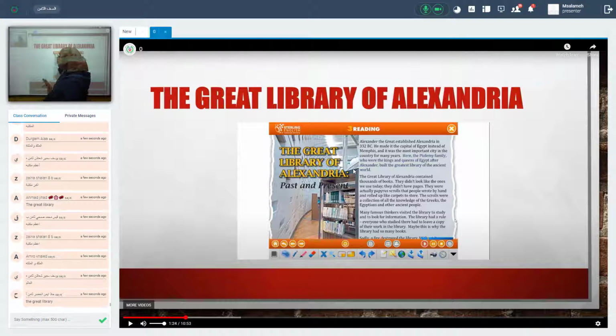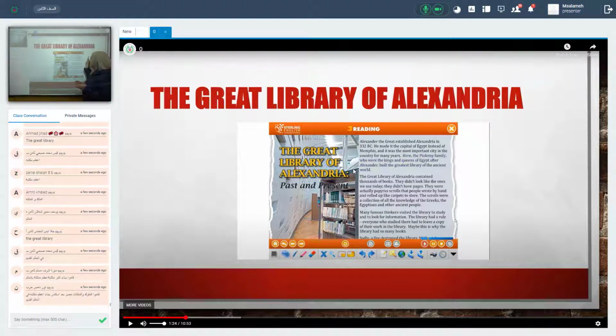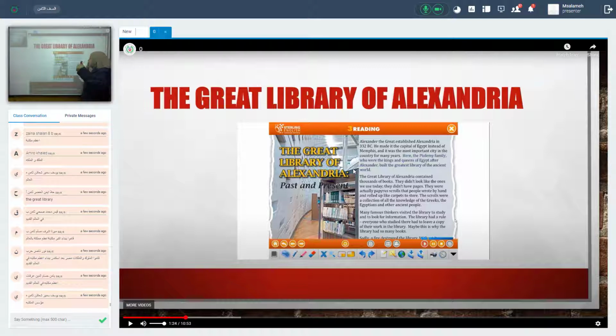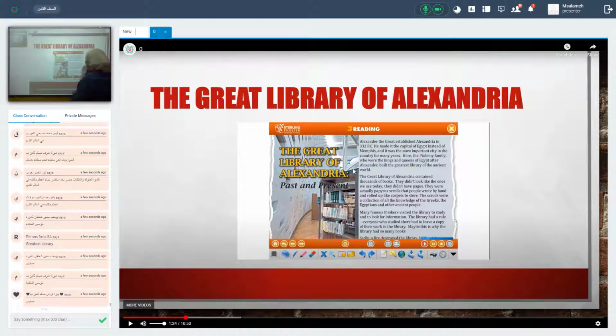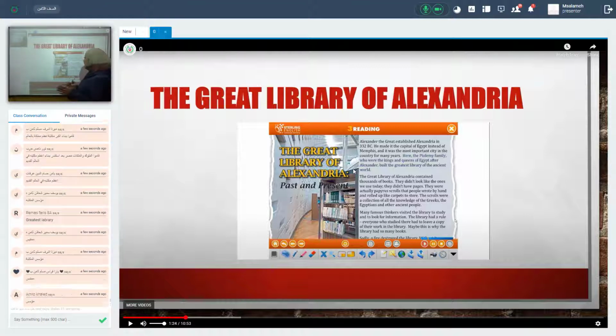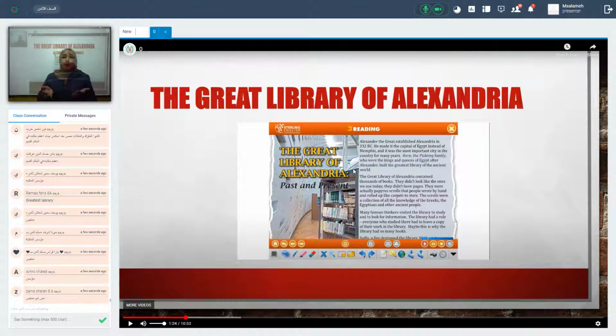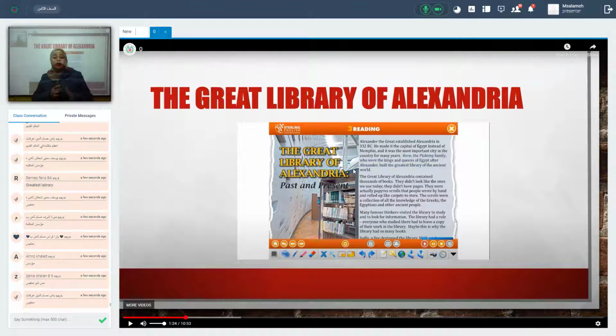So we have here three information. Alexander established the Alexandria, the first information. The second, he made it the capital of Egypt instead of Memphis, okay? The third information, the Ptolemy family who were the kings. If I ask you who the Ptolemy family are, you'll answer the kings and queens of Egypt after Alexander. Okay, after Alexander built the greatest library of the ancient world.